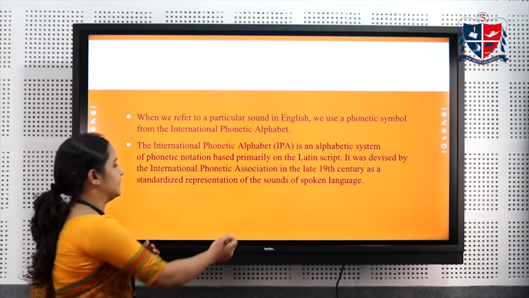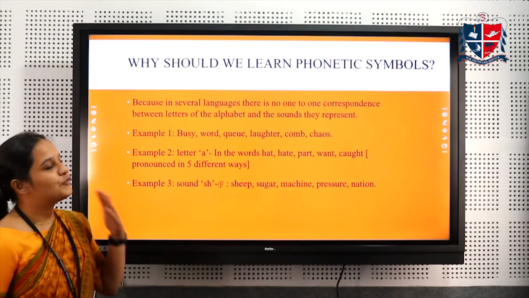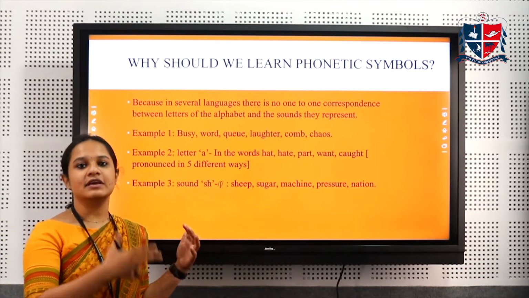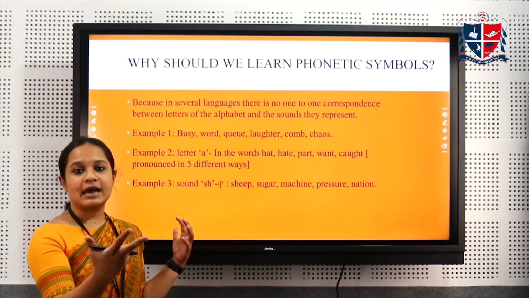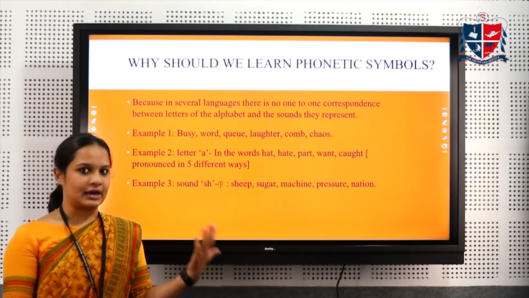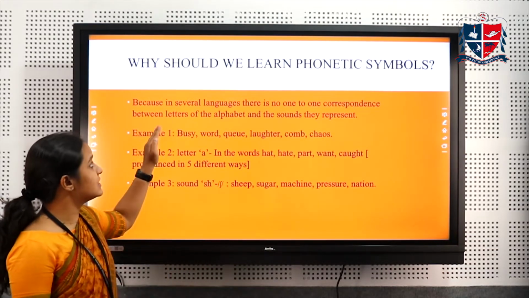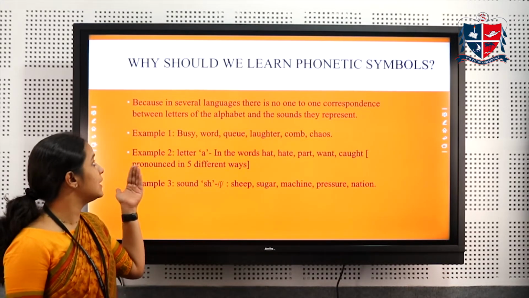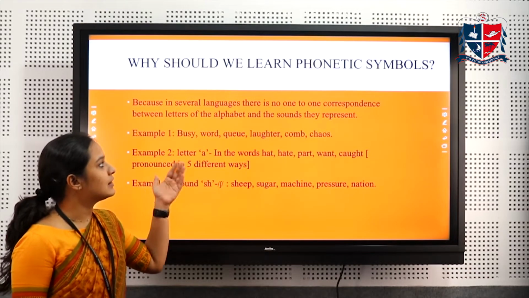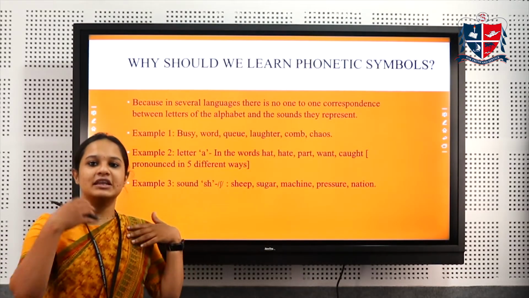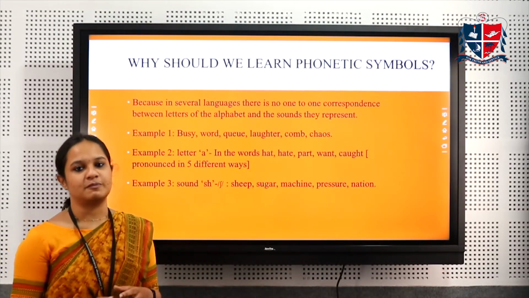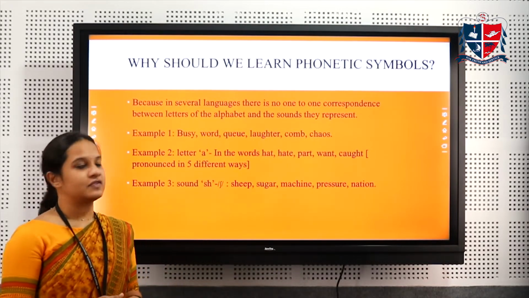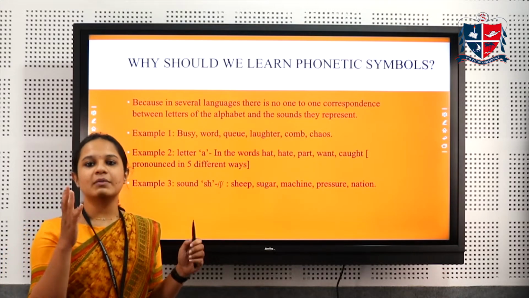Okay, now see, why should we learn phonetic symbols? We already saw what is IPA, that is International Phonetic Alphabet. So why should we learn that? Now, because in several languages there is no one-to-one correspondence between letters of the alphabet and the sounds they represent. Especially in English, we don't have one-to-one correspondence between the alphabet and the sound they represent. So let's understand it with some examples.